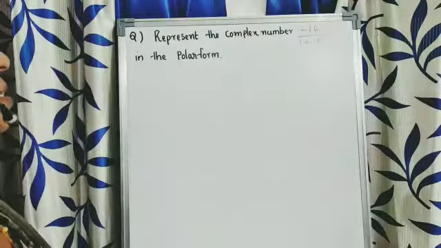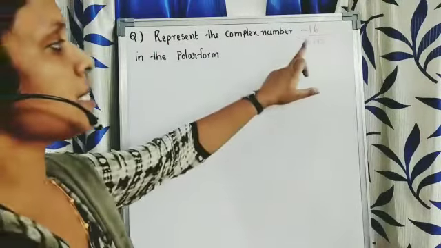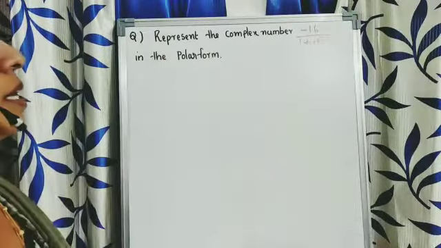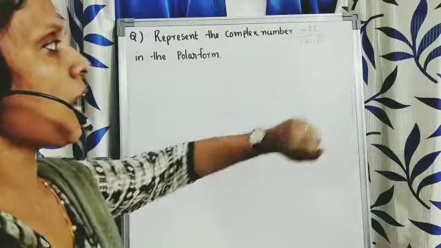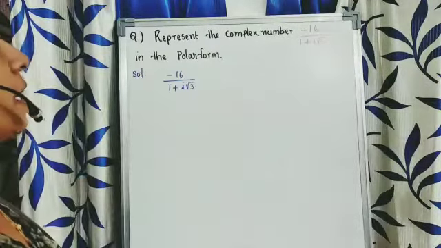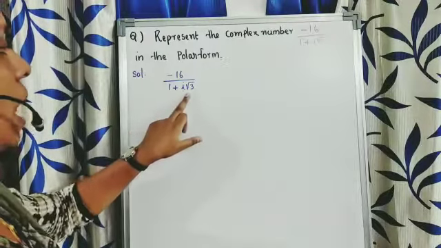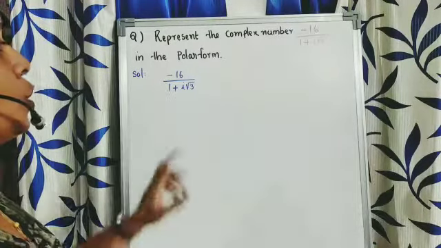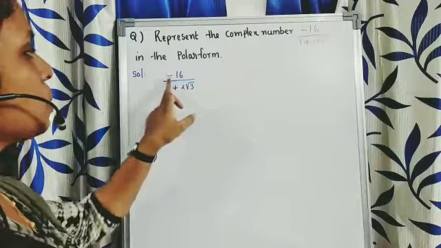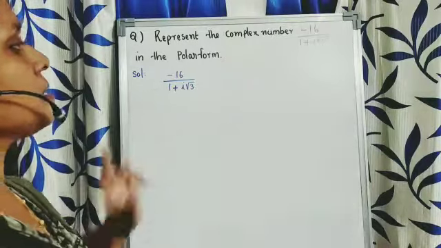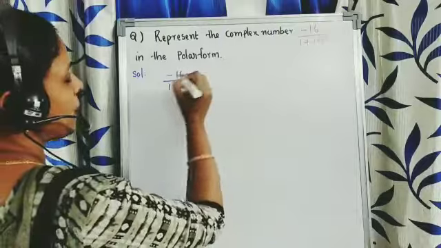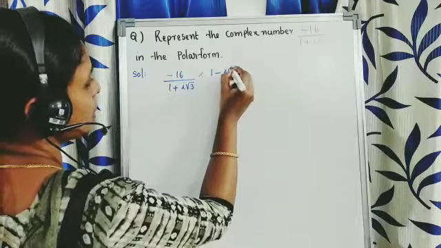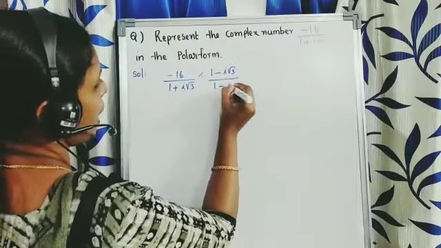Okay. Next problem is: represent the complex number -16 divided by 1 + i√3 in the polar form. First we convert -16 divided by 1 + i√3 into a + ib form. For that we multiply numerator and denominator with its conjugate, that is with 1 - i√3. That is equal to -16 divided by (1 + i√3), into (1 - i√3) divided by (1 - i√3).